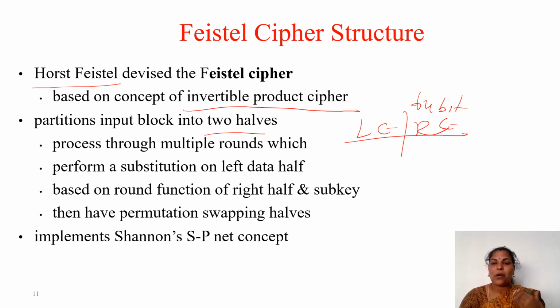We perform many rounds of the same operation in order to provide more confusion and diffusion. So we process through multiple rounds, which perform a substitution on the left data half based on the round function of the right half and the subkey. Then we have the permutation, that is, swapping halves. After the 16 rounds we have the permutation also. This concept was implemented from Shannon's substitution-permutation network concept in 1949.